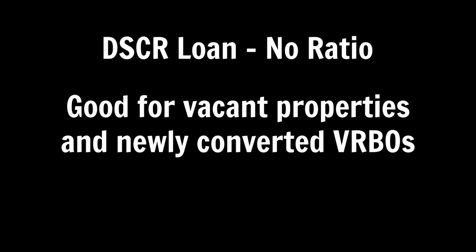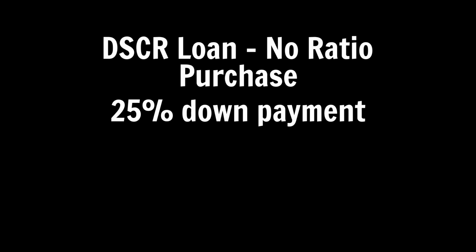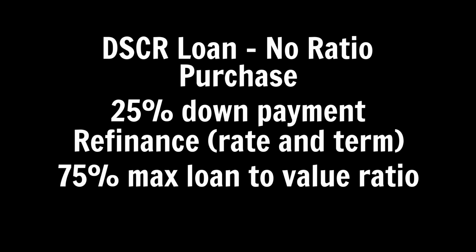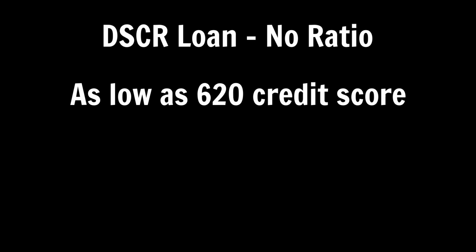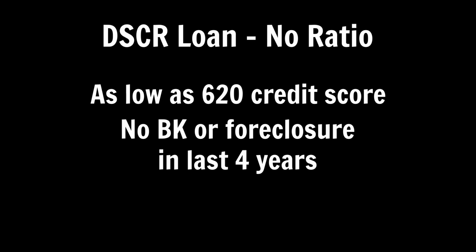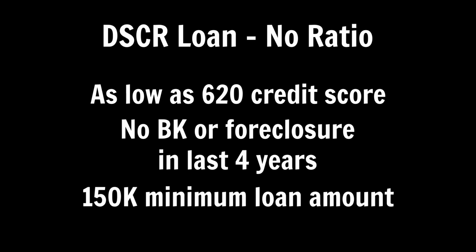Let's look at another product, which is the DSCR loan no ratio. So if your property can't show the market rent covers the mortgage with taxes and insurance, a no ratio program is likely your best solution, where you can have 0 to 0.99 a debt service coverage ratio. For this product, on a purchase, you're looking at a minimum of 25% down. On a refinance, maximum loan to value is going to be 75%. For a cash out refinance on a no ratio product, you're looking at max of 70% loan to value, and credit score as low as 620 on this. You can't have any bankruptcies or foreclosures in the last 4 years on this product. And again, for this, minimum loan amount is $150,000.